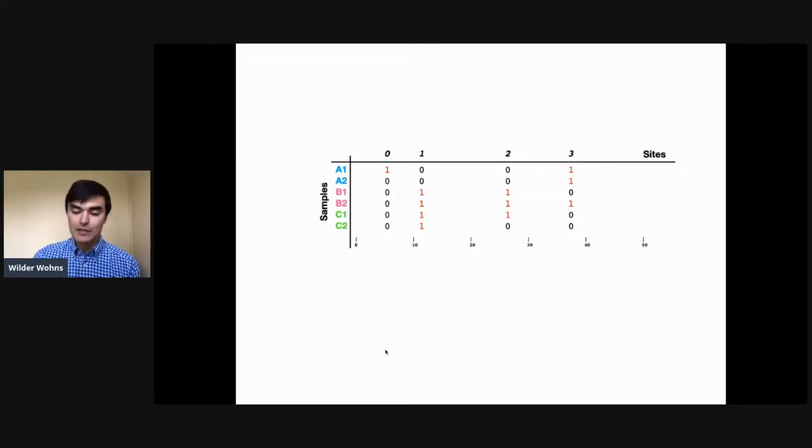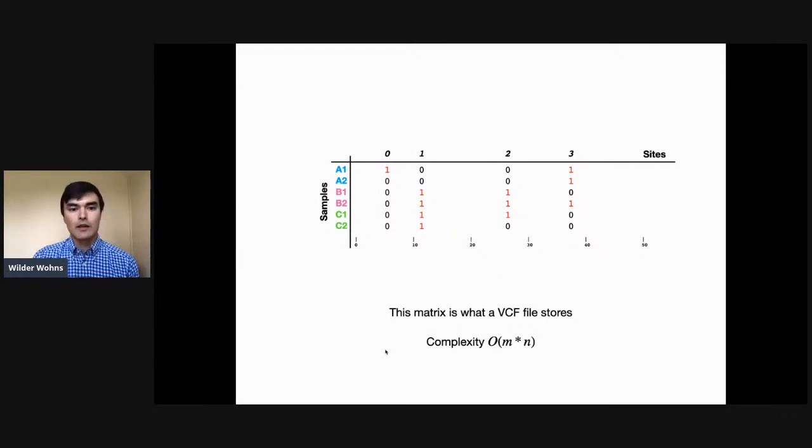And looking at this, many of you deal with this kind of thing a lot. This is what a VCF file stores. This is a genotype matrix, and this is encoded with complexity big O of m times n. So the number of sites, 4 in this case, times the number of chromosomes, 6. Okay, so that's the storage complexity of a genotype matrix.